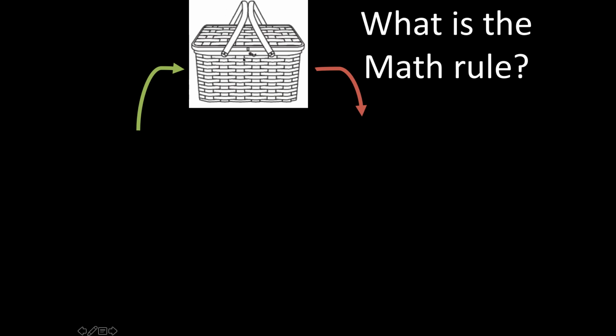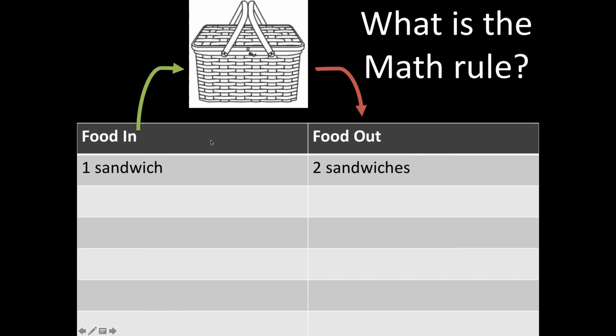And here we have a picnic basket where food goes in, and then you take that to a park and you eat it at the park, like a picnic, okay? We have this chart here. And we have food in, so one sandwich is going into the basket. And then when you get to the park, you actually pull out 2 sandwiches. So what would the rule be if there was 1 sandwich going in and 2 sandwiches going out?